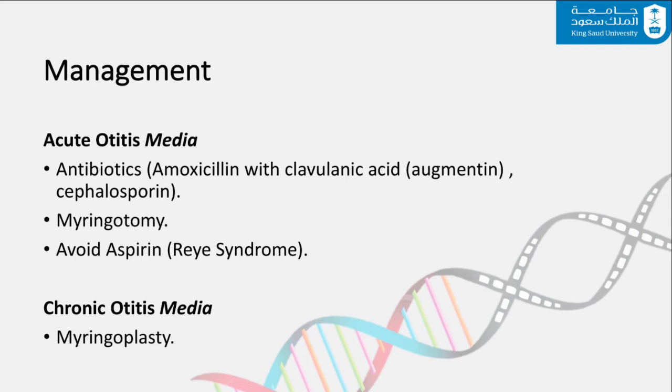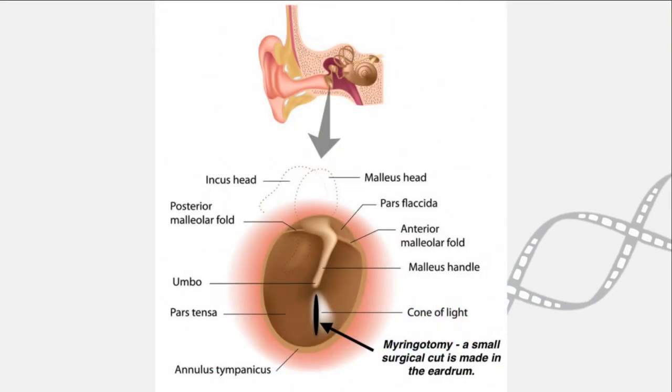For chronic otitis media, we usually do what's called a myringoplasty, which is the repair of the tympanic membrane, and it's also called a tympanoplasty. Now here I just put this picture to show you guys what a myringotomy looks like. So basically, as I mentioned before, we make a small incision in the eardrum to relieve the pressure or drain the pus.